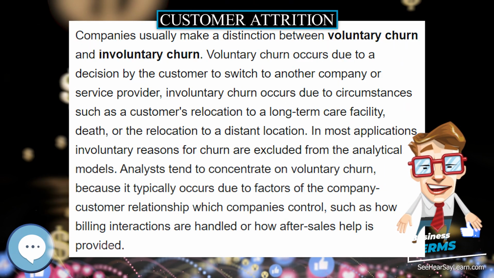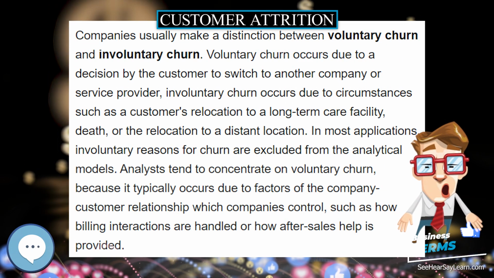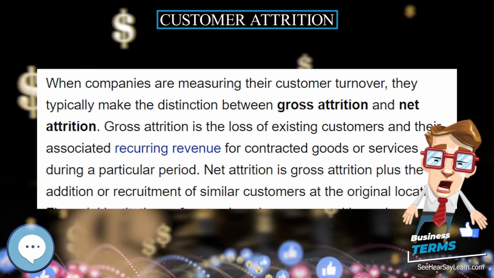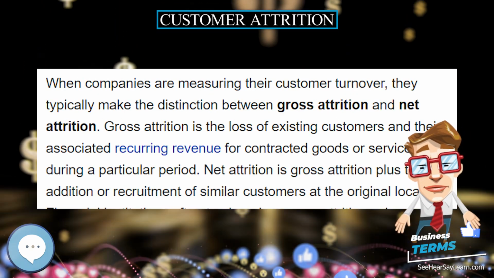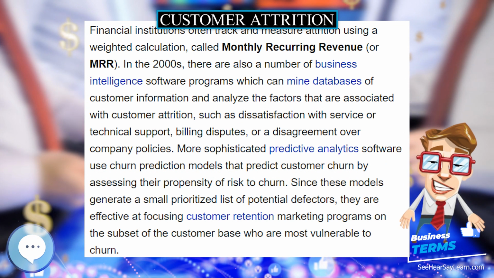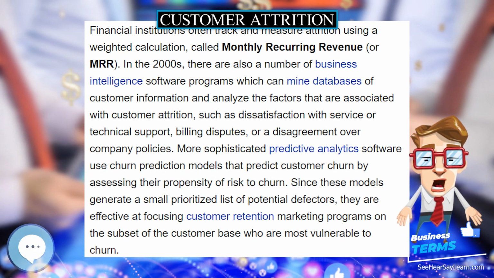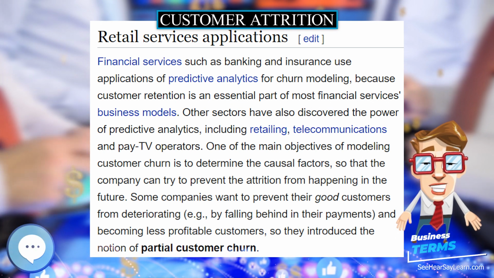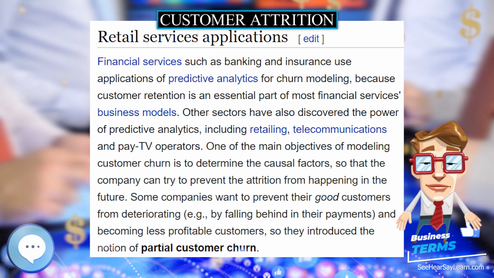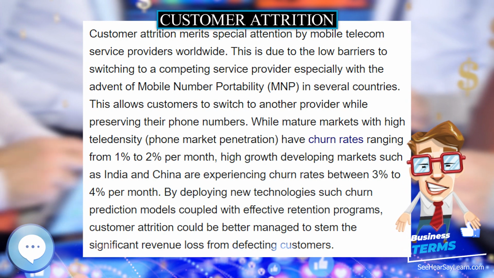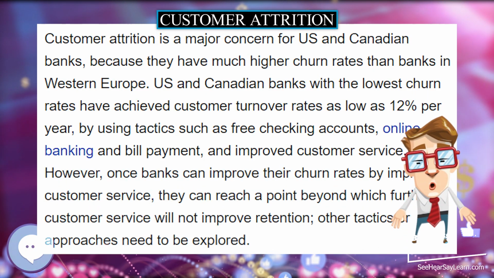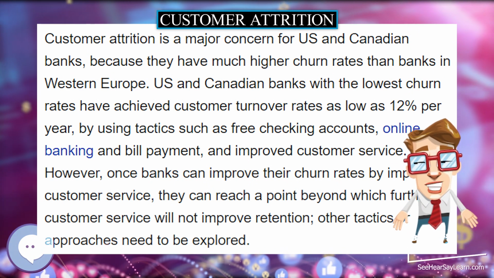While mature markets with high teledensity, phone market penetration, have churn rates ranging from 1% to 2% per month, high-growth developing markets such as India and China are experiencing churn rates between 3% to 4% per month. By deploying new technologies such as churn prediction models coupled with effective retention programs, customer attrition could be better managed to stem the significant revenue loss from defecting customers.